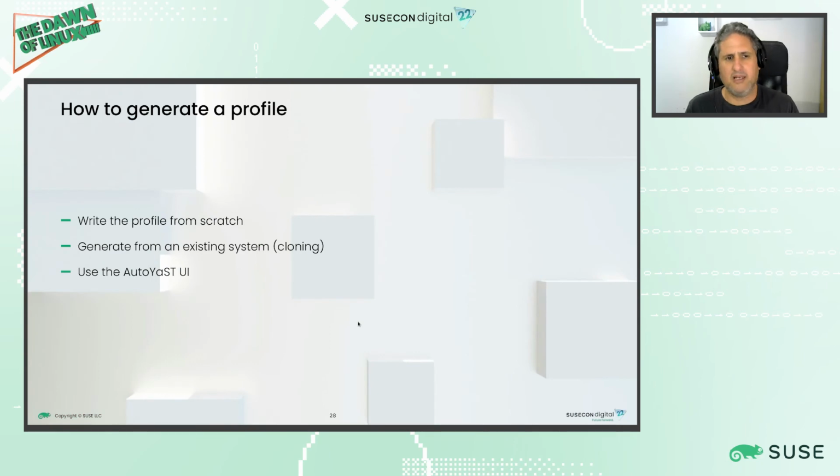So first of all, you have like 3 different ways to generate a profile that I can think of. One of them is creating the profile from scratch. That's not exactly true. You usually have many profiles in your disk, and you select one piece of this one, use another one as a base, and combine them. But let's consider that writing the profile from scratch. The other one is generating the profile from an existing system, which is what we call cloning. And you can also use the AutoYaST UI. There is the third option.